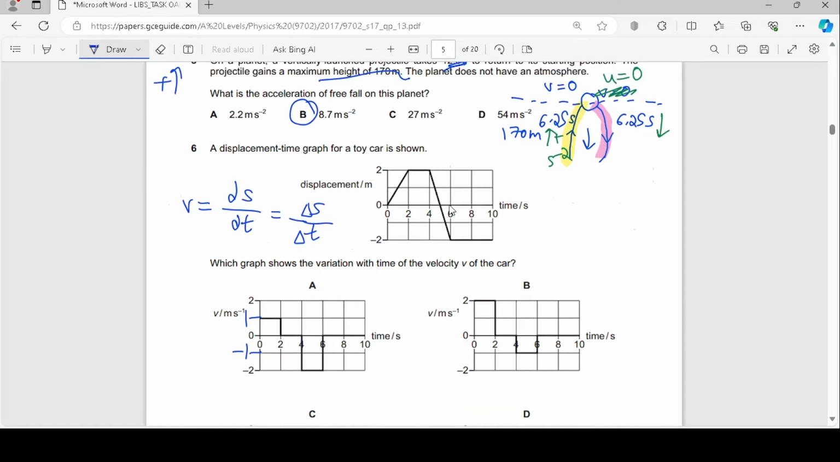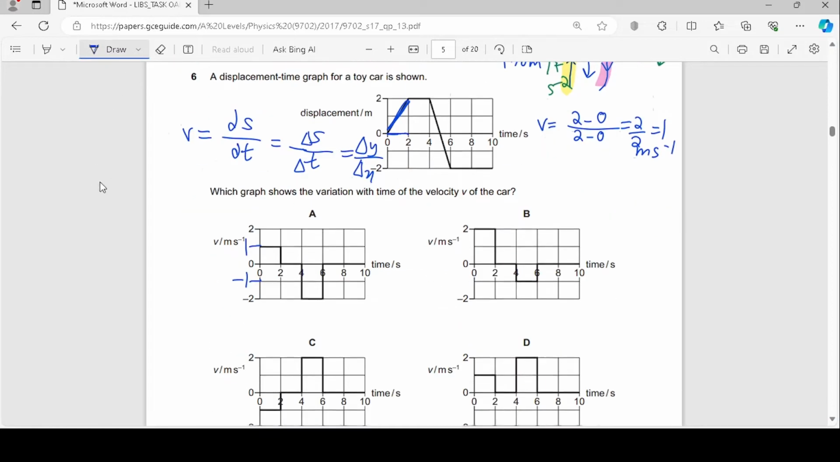Firstly, if I find the gradient of this portion of the graph, I'm going to have v equals delta s over delta t. So that's going to be the change in y over the change in x, right? That's going to be 2 minus 0 divided by the change in x over here for this portion of the graph. Okay, so 2 minus 0 again. That's going to be 2 over 2, which equals 1 meter per second.